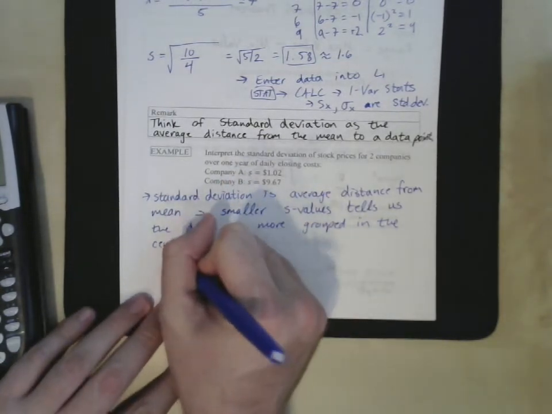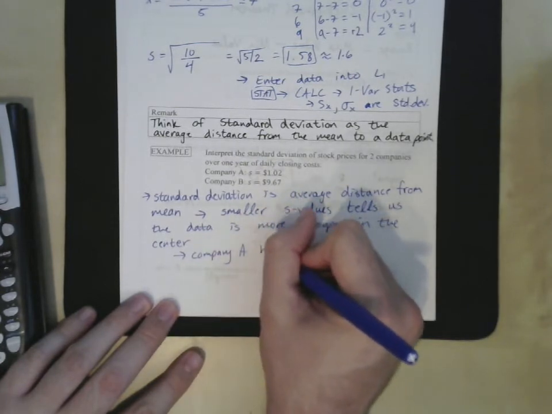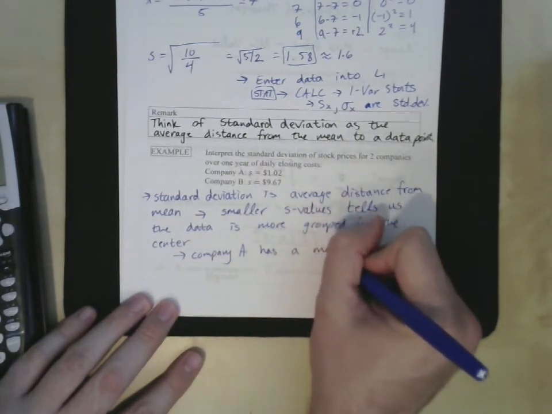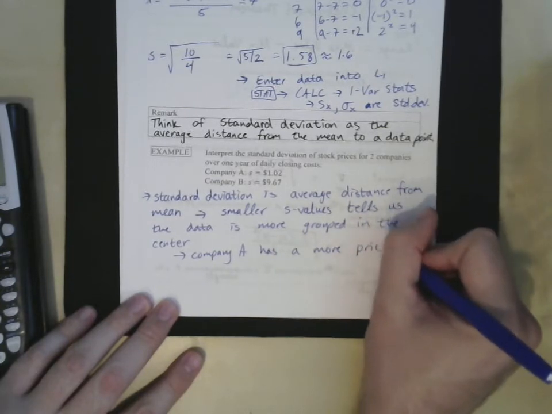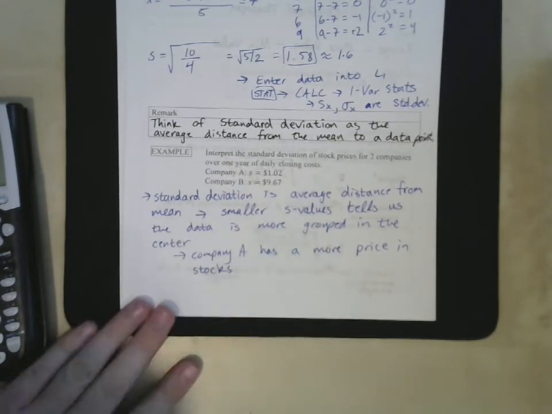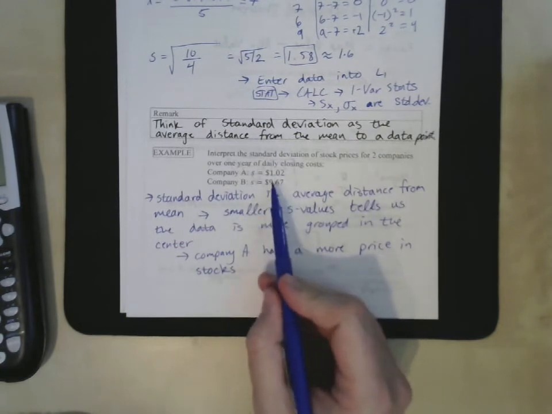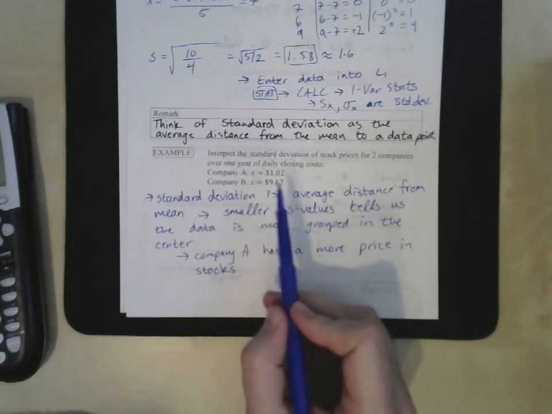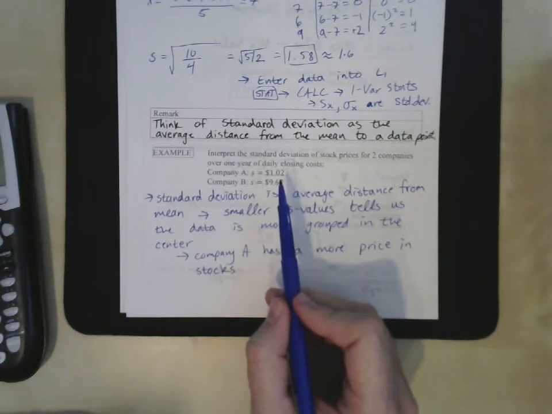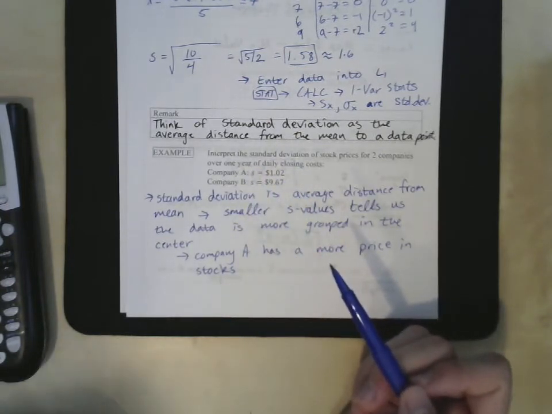So company A has a more stable price in stocks. It means that there's no big swings in their value in that company. Remember, this doesn't tell us what that price is. So just because their standard deviation is small, their mean could be huge. Right? This could be the stock of Apple. Apple doesn't typically have big swings in their stock prices because they're a very stable, successful company.